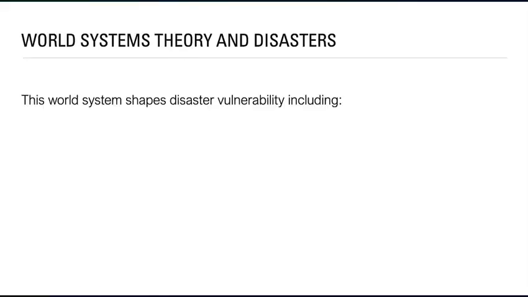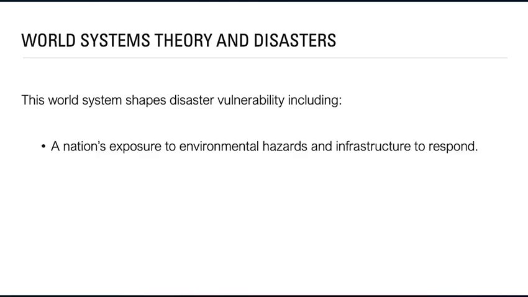Now let's apply world systems theory to disasters, as some disaster scholars have done. The argument is that this world system shapes disaster vulnerability, with peripheral nations often in the most challenging position. Peripheral nations often face the highest exposure to environmental hazards like cyclones, droughts, and floods, while at the same time lacking the infrastructure, resources, and political clout to respond effectively. Their vulnerability is systemic, not incidental.